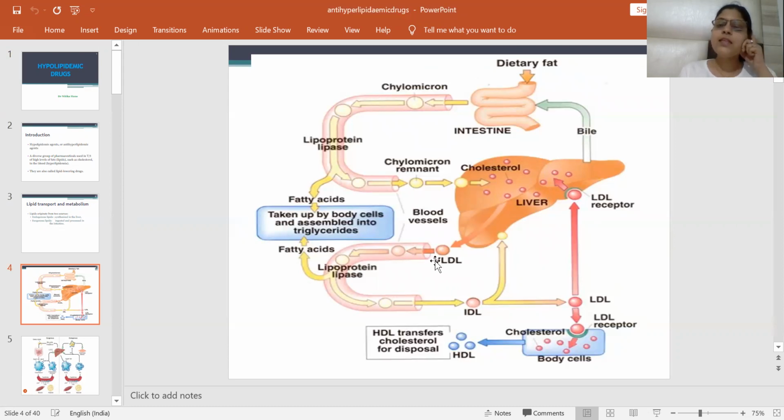This VLDL is broken down by lipoprotein lipase to fatty acids and IDL. This IDL is again taken up by the liver, or it is converted to LDL, and this LDL is again taken up by the liver, or it attaches to the LDL receptor in the body cells, which forms the cholesterol, which gets converted to HDL. HDL transfers cholesterol for disposal. This is the good lipoprotein, high density lipoprotein. It will transfer cholesterol for disposal.